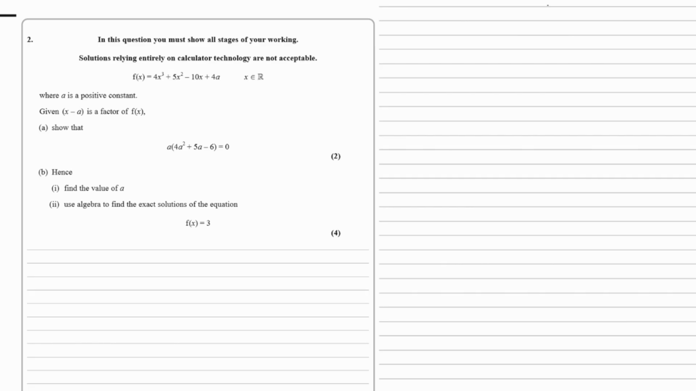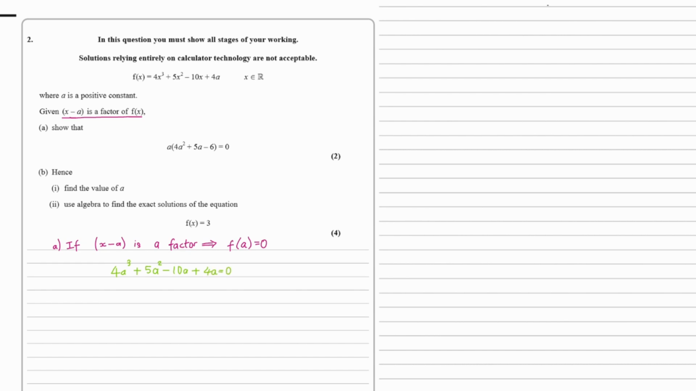So in this question, because we've been told that x minus a is a factor of f of x, what this means is that when x is equal to a, this equation gives us a solution, meaning that f of a is equal to 0. So if we substitute all the x's with a in this equation, we would write this as 4a cubed plus 5a squared minus 10a plus 4a is equal to 0.